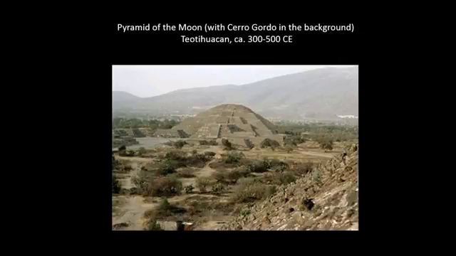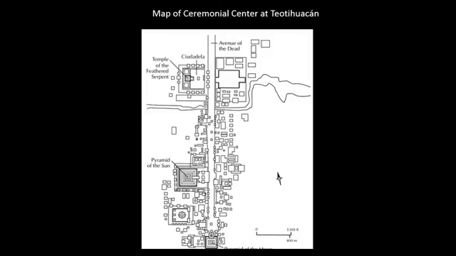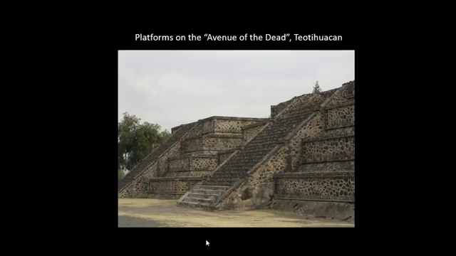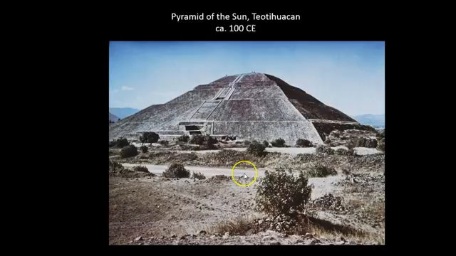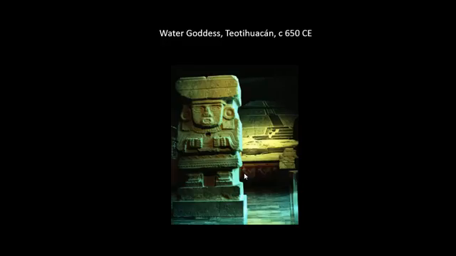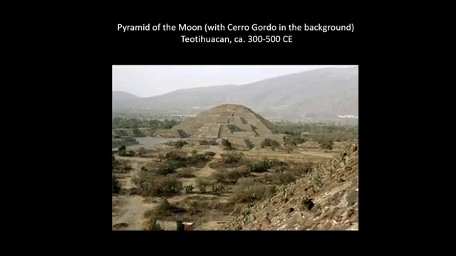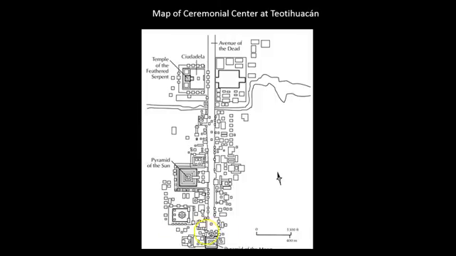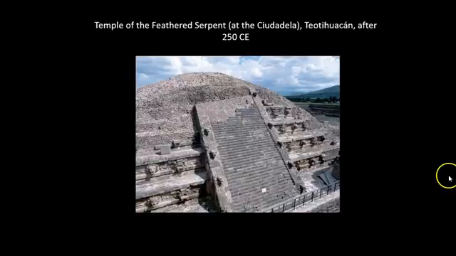Another building of significance at Teotihuacan's ceremonial center is the Temple of the Feathered Serpent. Let's take a look at this map, and you can see that this is where we were standing in this photo. We're standing at the top of the Pyramid of the Moon, and we're looking down the avenue, small pyramids, and then there is the Temple of the Feathered Serpent inside of the Ciudadela, which means citadel. So there it is. The citadel, or Ciudadela, and the Temple of the Feathered Serpent are in the illustration here.